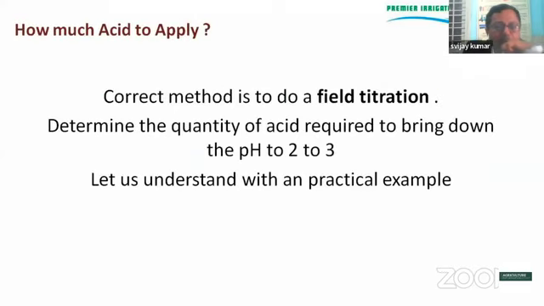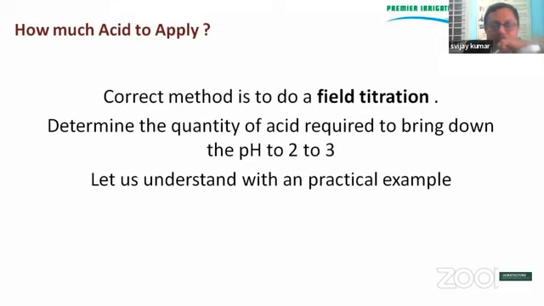The next question is how much acid to apply. The correct way to know the quantity of acid required is a field titration. That means how many ml of acid should I add to a liter of water to bring the pH down to 2 to 3? Because we are going to acidify so that all the salts inside are cleaned, like cleaning your bathroom which has a lot of salt.